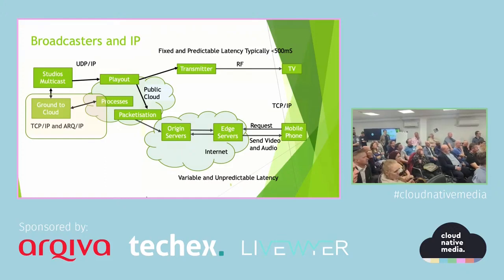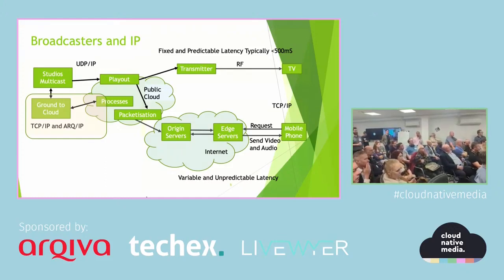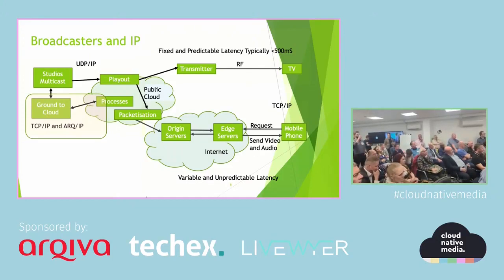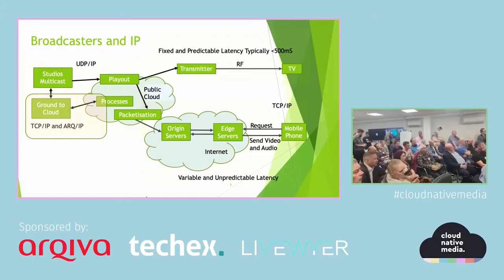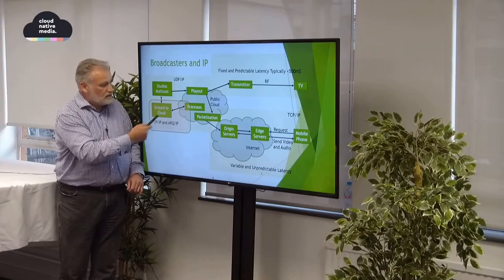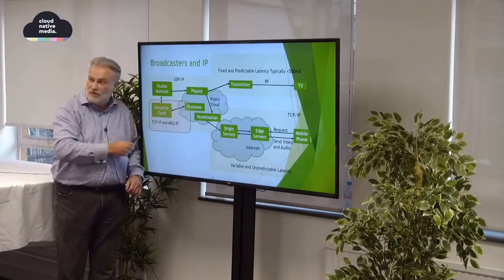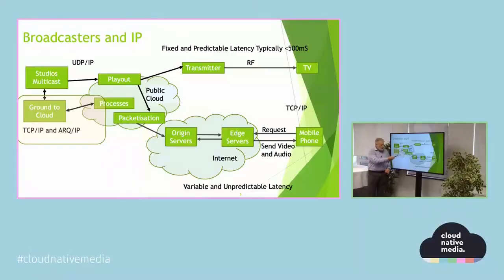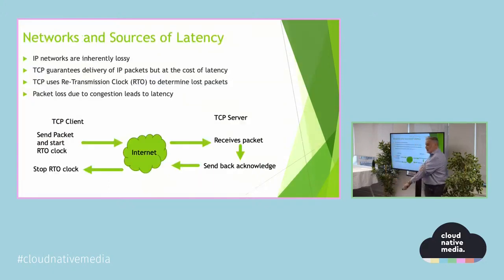Now there is talk about doing multicast in the cloud, which is an entirely different subject, and we'll come on to another talk. But this is the area I'm focusing on for this talk, and this is the ground to cloud, where we take our studio feeds and we pump them into the cloud and we receive from the cloud. Two main methods of using this are TCP IP or ARQ IP. We'll come on to ARQ IP in a little while. I'm just going to focus on TCP IP at the moment because the general consensus is never use TCP IP. And to a certain extent, you're right, but I just want to recap on why that's a challenge.